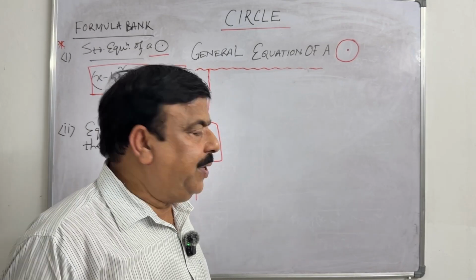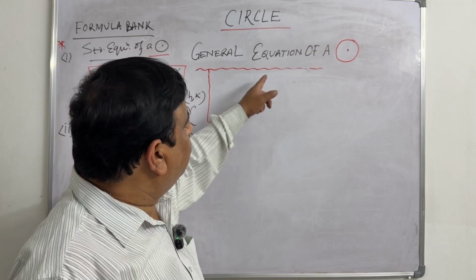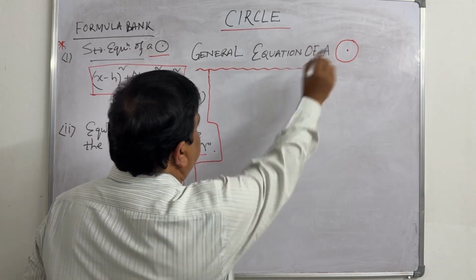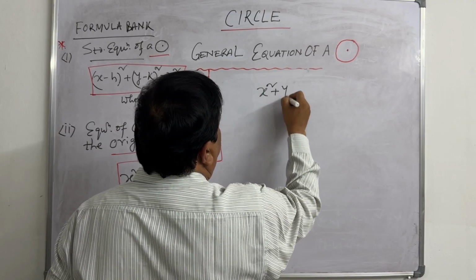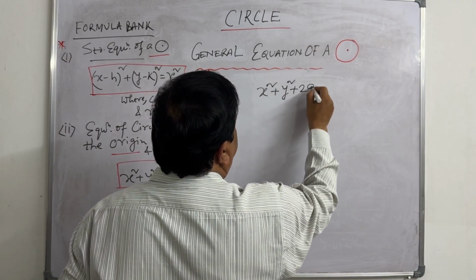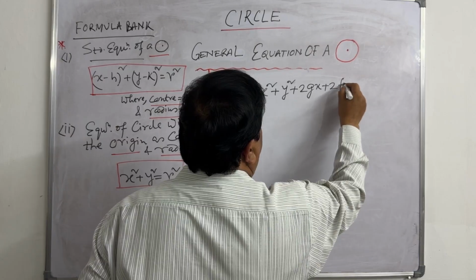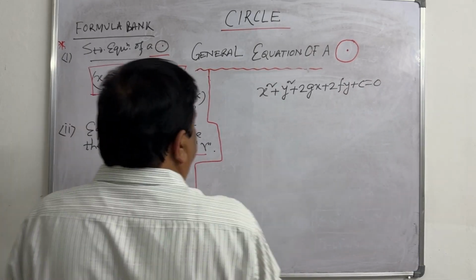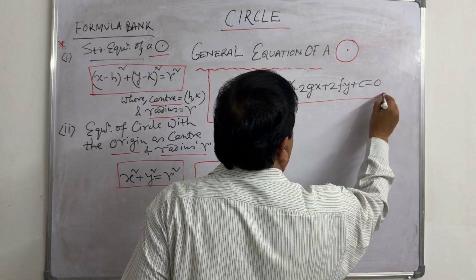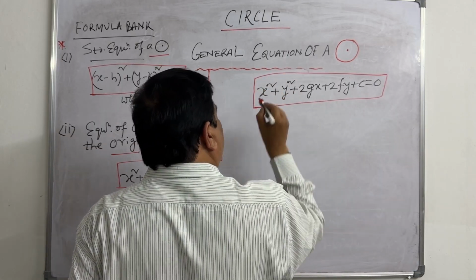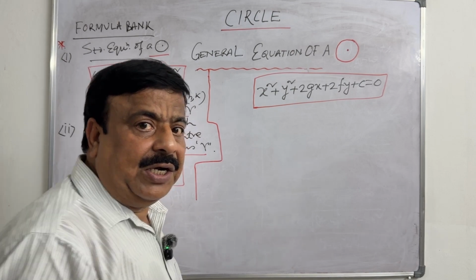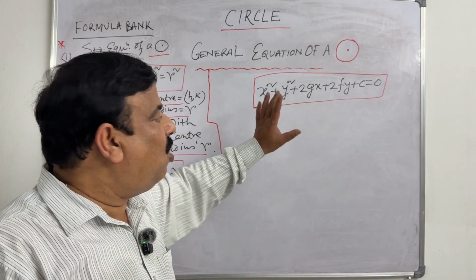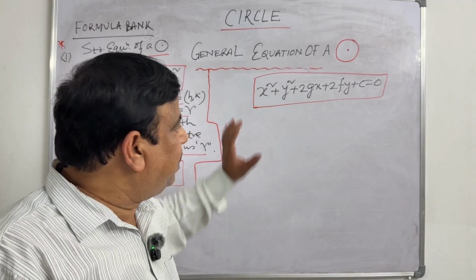Now we learn the topic about the general equation of a circle. Okay, this is x square plus y square plus 2gx plus 2fy plus c is equal to 0. So a very important equation. We frequently use this equation for solving different problems related to circle. So we should have a clear concept about the equation. How have we formed this equation?